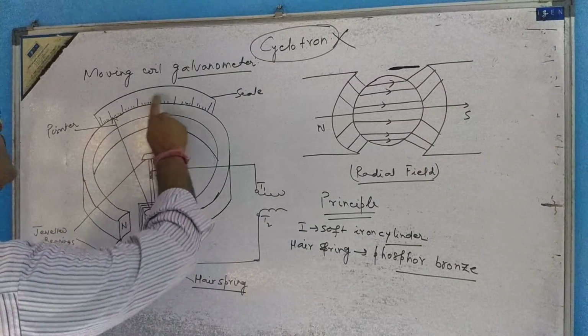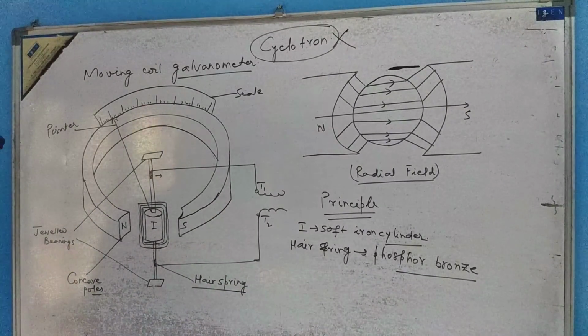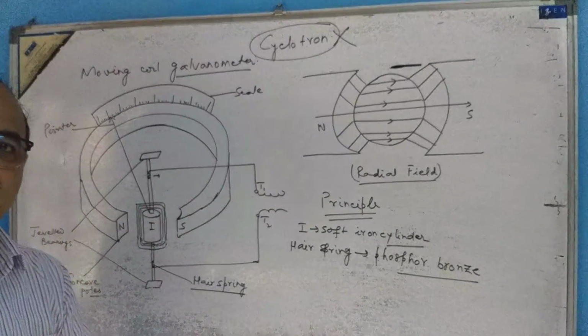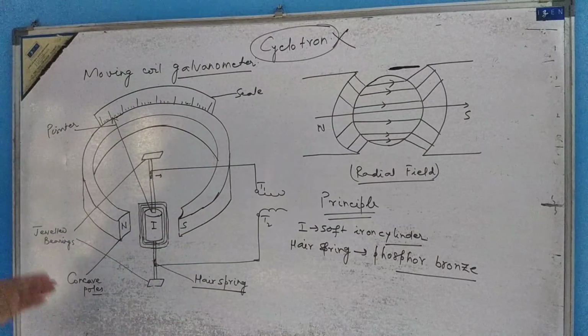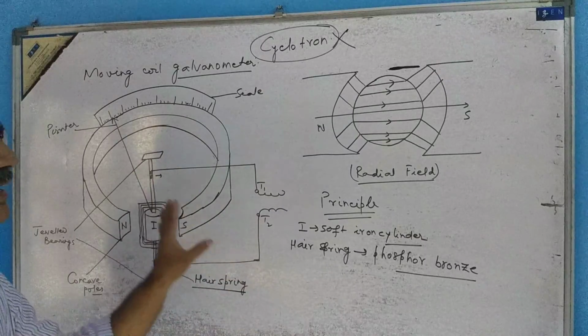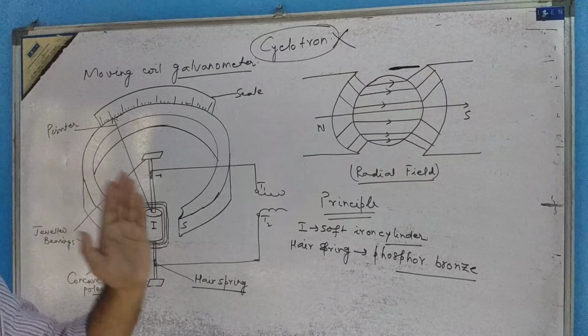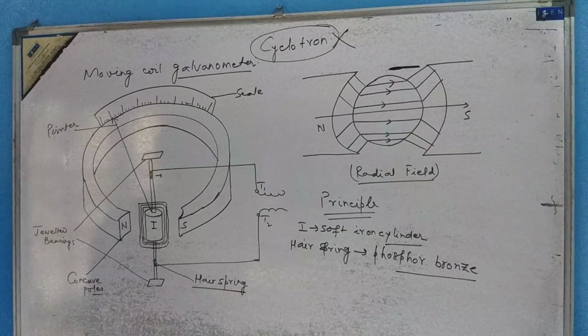Here is a scale on which an aluminium pointer can move. Due to the movement of the coil, the aluminium pointer will move. Alright, all the important parts have been shown and labeled. Clear? Now we are coming to the working part.